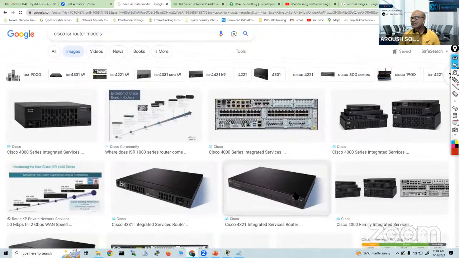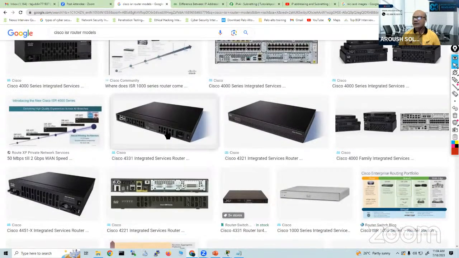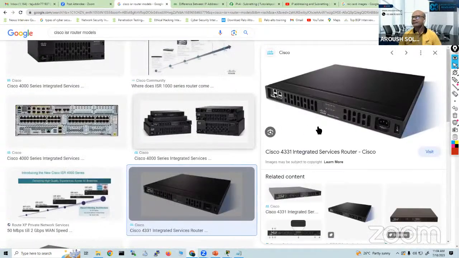Yeah, so this one, guys. This is all the Cisco ISR router. You can see, right? So this is the router which we are using now. This one, Cisco 4331, right? Integrated Services Router, that is ISR. Okay, so we can see the power card is on and off. So this is the router which we are using now.